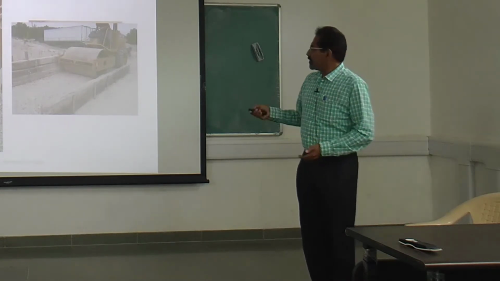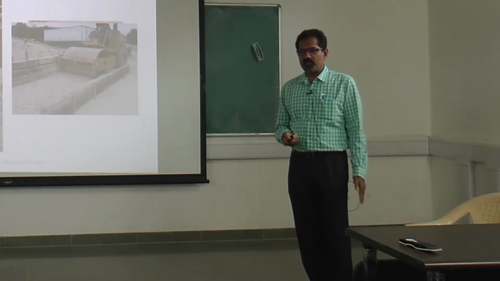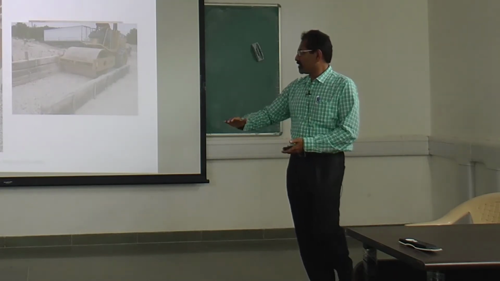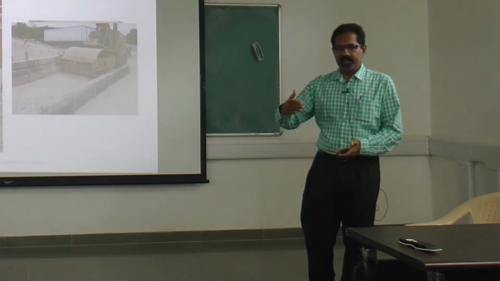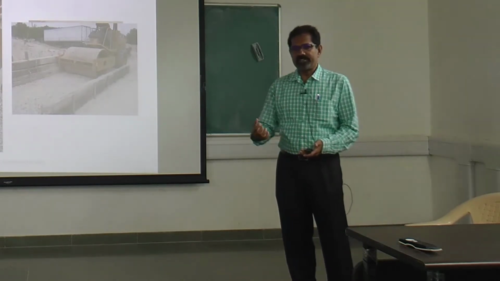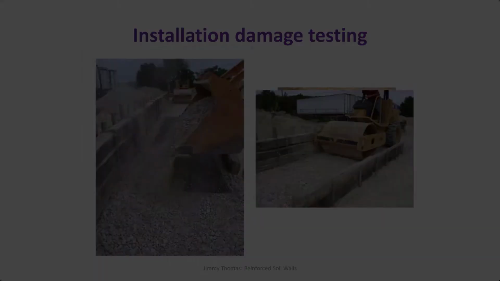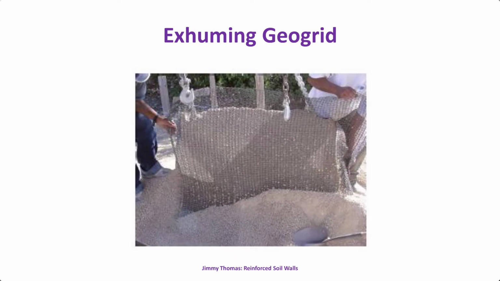So again, this installation damage testing will be done. This actually simulates the actual construction process. So basically, they will take different types of fill material. That means sand, gravel, crushed rock, like that, different types of fill materials. Then simulate the actual construction process. Then they do the rolling. Then that reinforcement is removed.